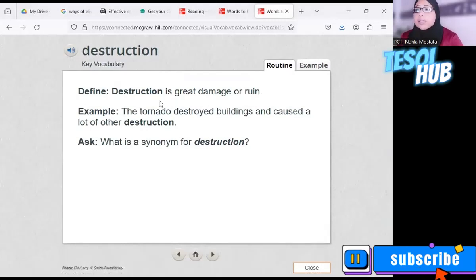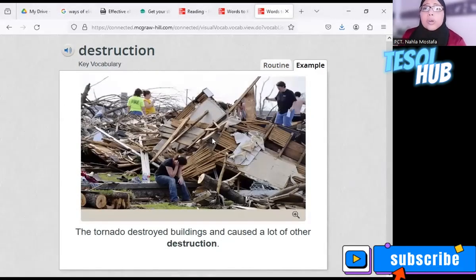So after eliciting, you can just start asking them some CCQs. Is it a good situation or a bad situation? Does this mean that the house is in a good state or in a damaged one? Is it damaged or ruined? So now you're just asking them some CCQs. After that, of course, after telling you the answers, you can reveal the definition.